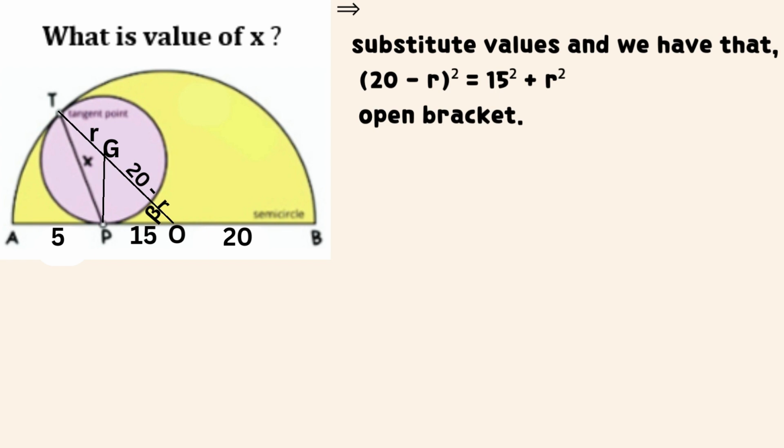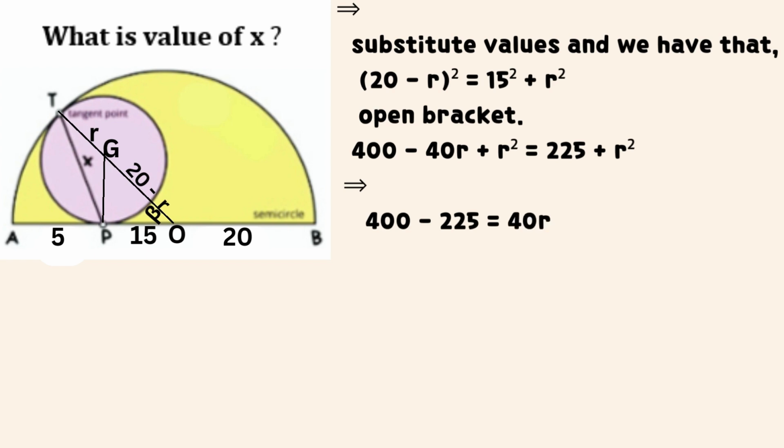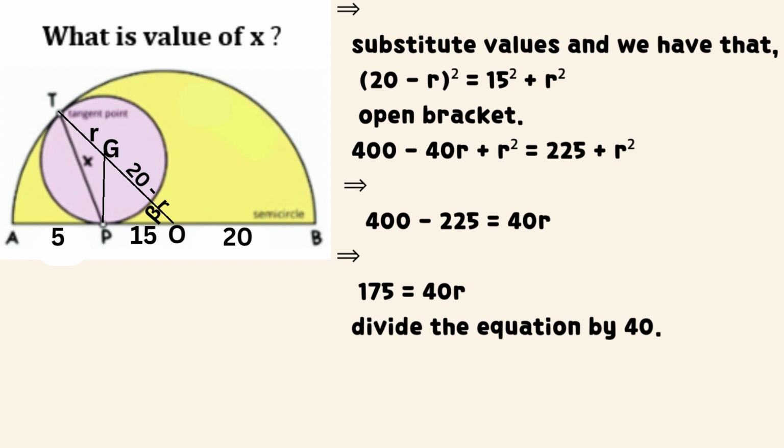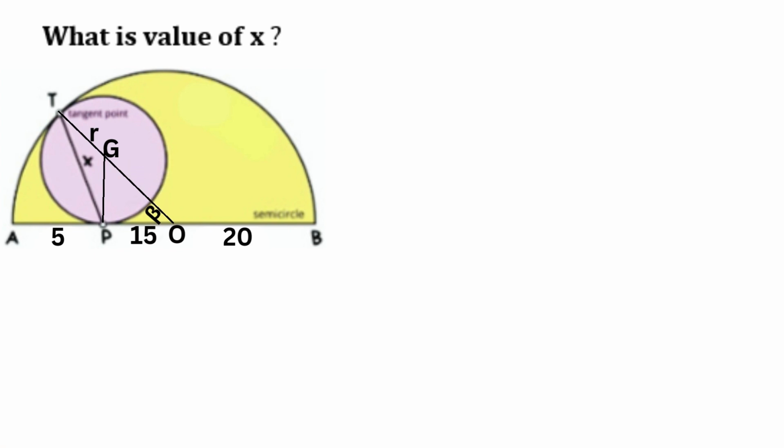Substitute values and we have that the square of (20 minus r) equals the sum of the square of 15 and the square of r. Open bracket: 400 minus 40 times r plus the square of r equals the sum of 225 and the square of r. Simplify and we have that 175 equals 40 times r. Divide the equation by 40. Hence, r equals 175 divided by 40, which equals 35 divided by 8.